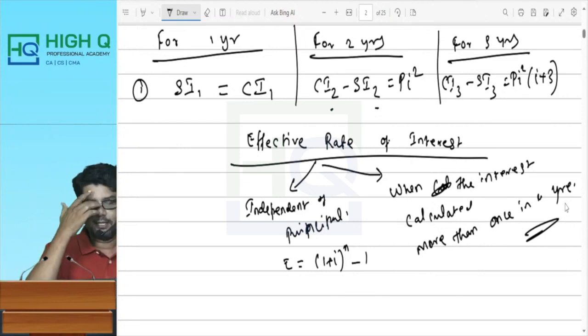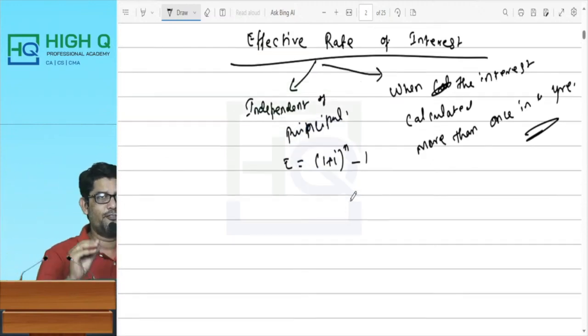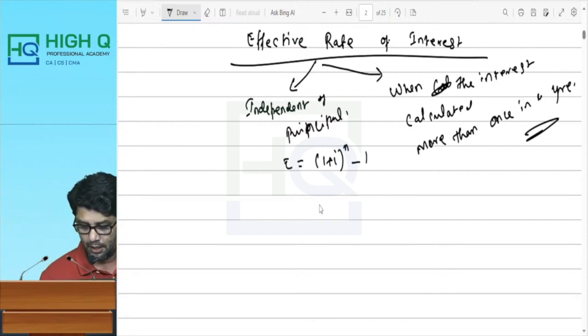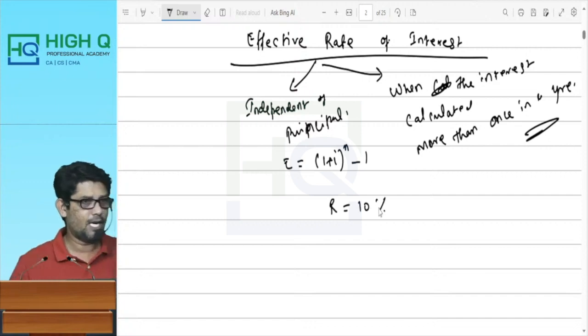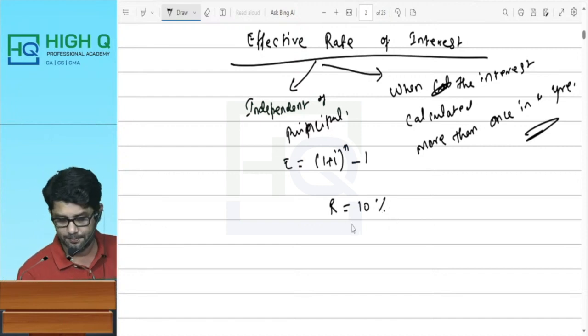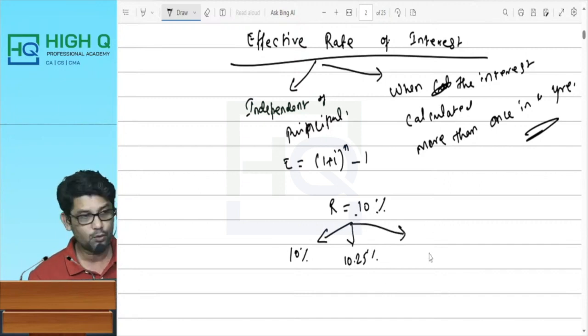Sir, what is meant by this, sir? First, let me explain the meaning of effective rate of interest, because everyone remembers the formula but without knowing what effective rate of interest is. For example, R is equal to 10% for any principal. If I calculate annually, it is again 10% only. If I convert it to half yearly, this 10% becomes 10.25%. If I calculate quarterly, it is 10.38% something. It goes on like this, my dear.